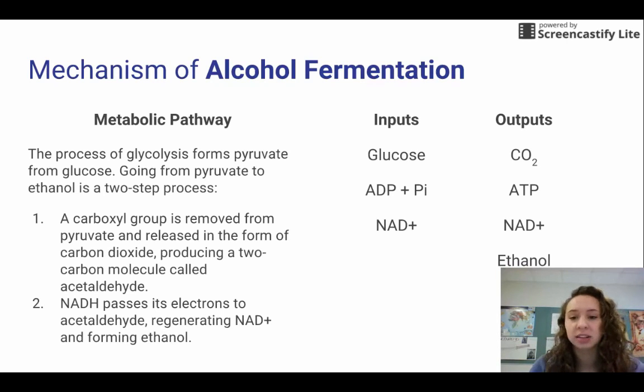And as you can see, NAD+ is both an input and an output because it is constantly going from NAD+ to NADH in a cyclic form, so that it's constantly giving away and taking electrons.